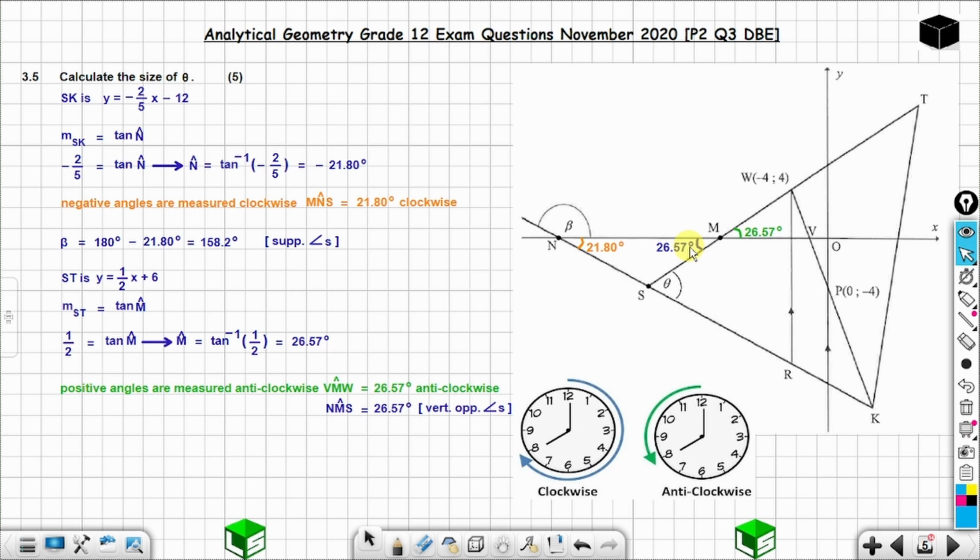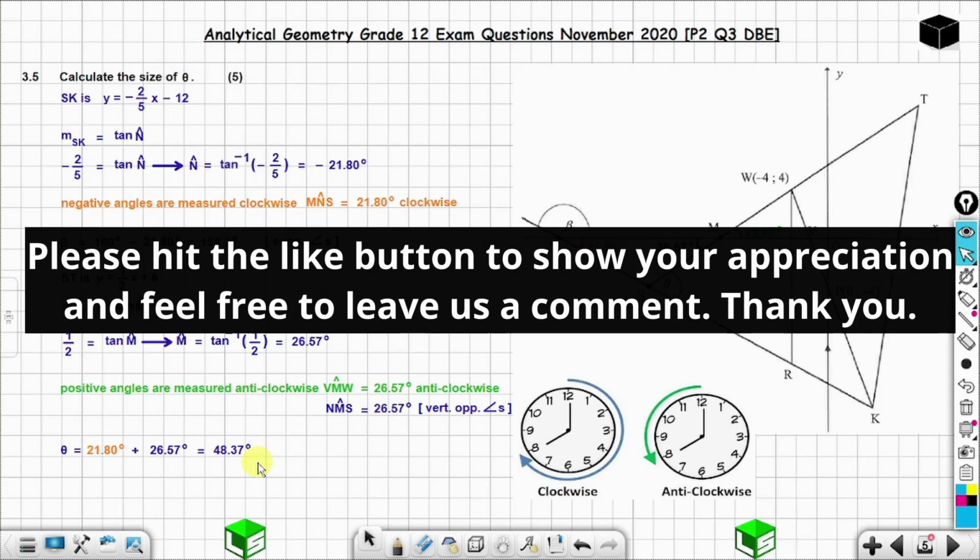Or what you can do is to find all the angles in this triangle. You know the sum of the angles in a triangle is equal to 180. After finding this angle, now you can find theta using the straight line. The sum of the angles on a straight line is equal to 180. So theta is equal to this angle plus this angle. You're going to have 48.37.